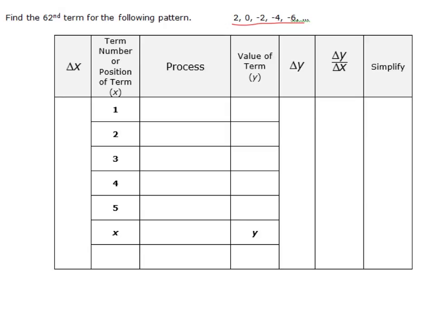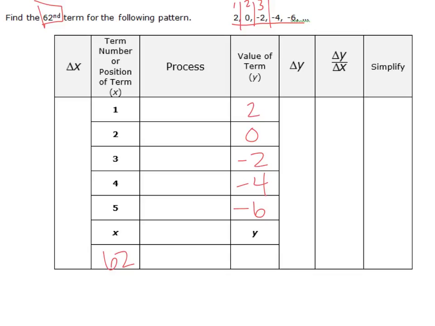That means the first x term is 1, the next one is 2, 3, and so forth. We're going to put that in our table down here. When x is 1, y is 2, and then just fill it in from that point on. They are also asking us to solve for the 62nd term, so I'm going to put that term down here and deal with that later.